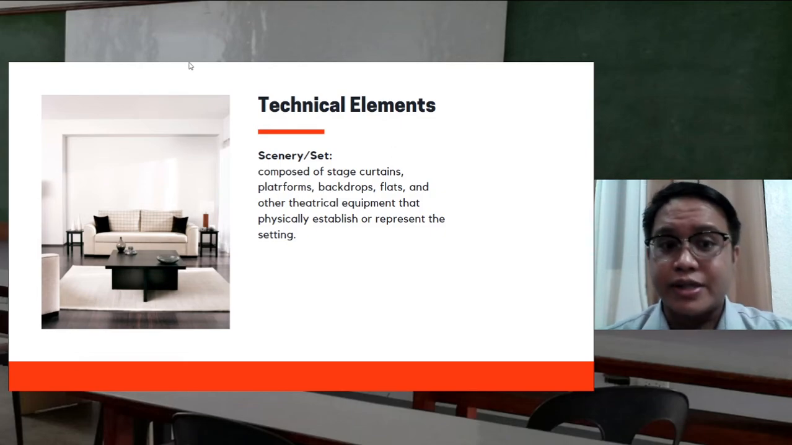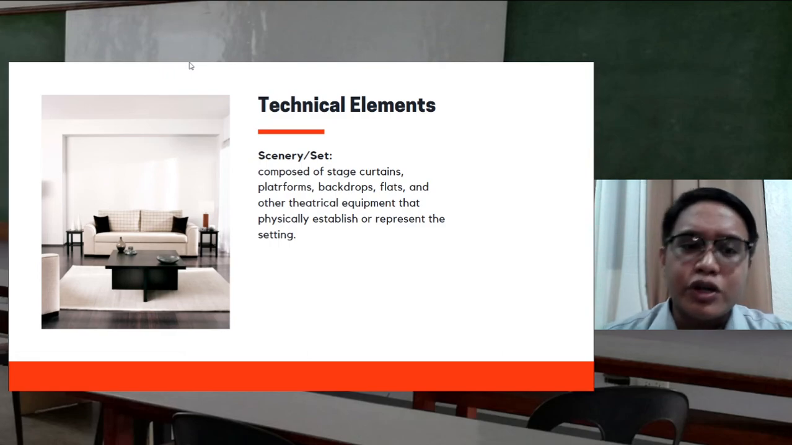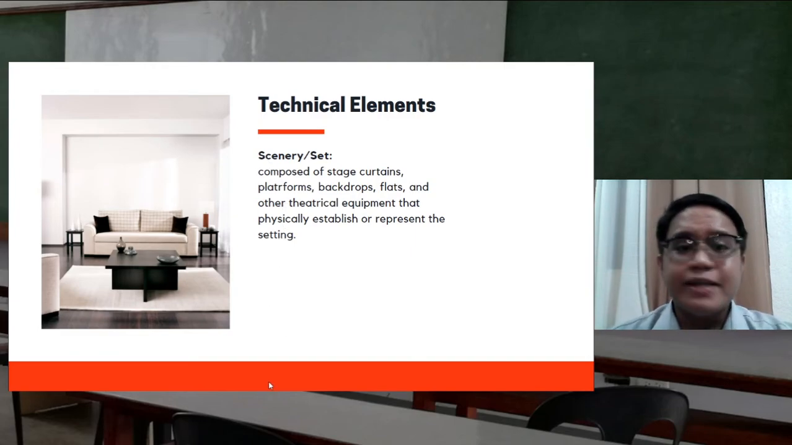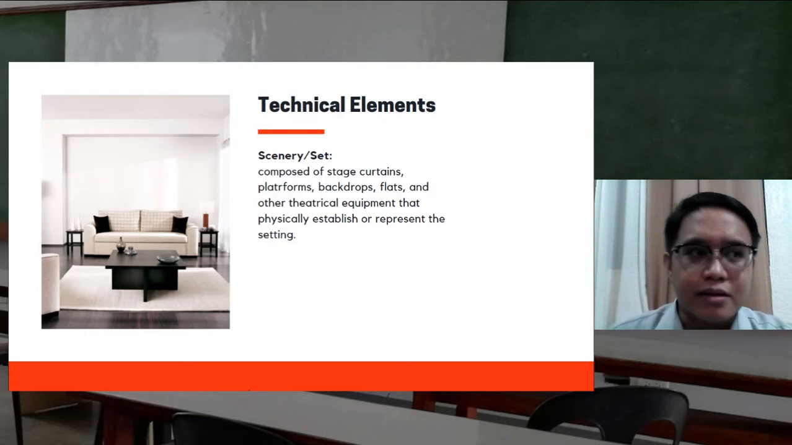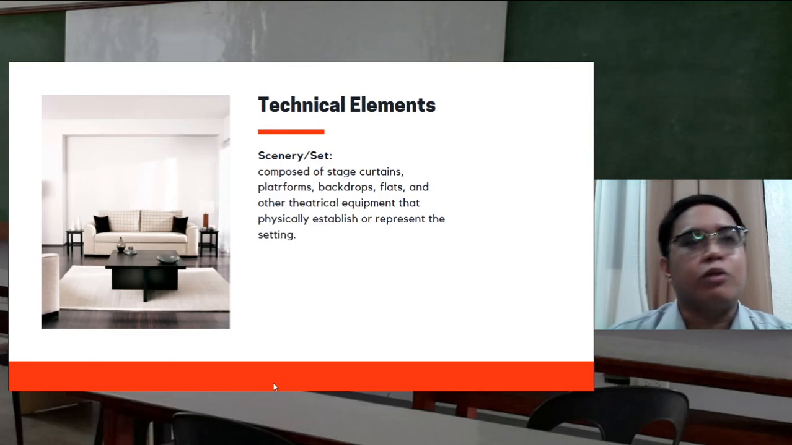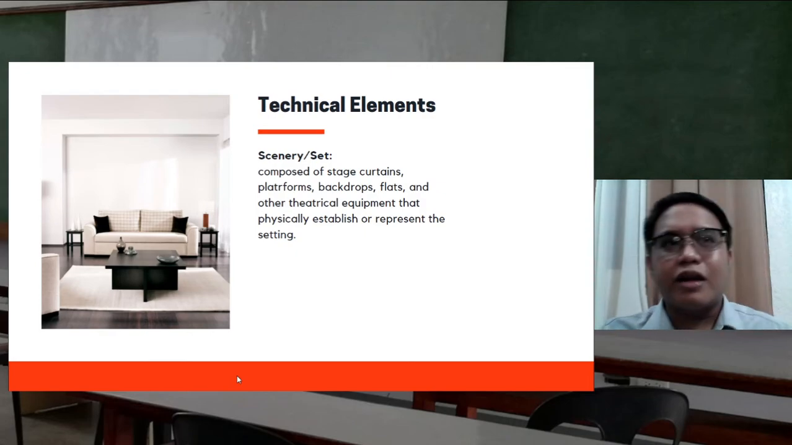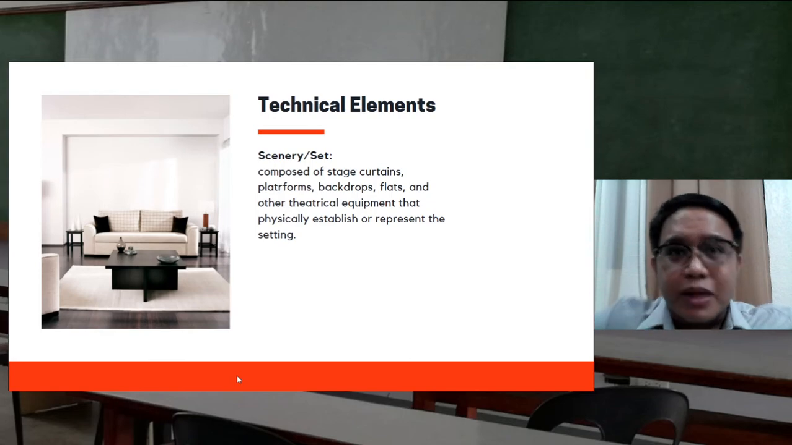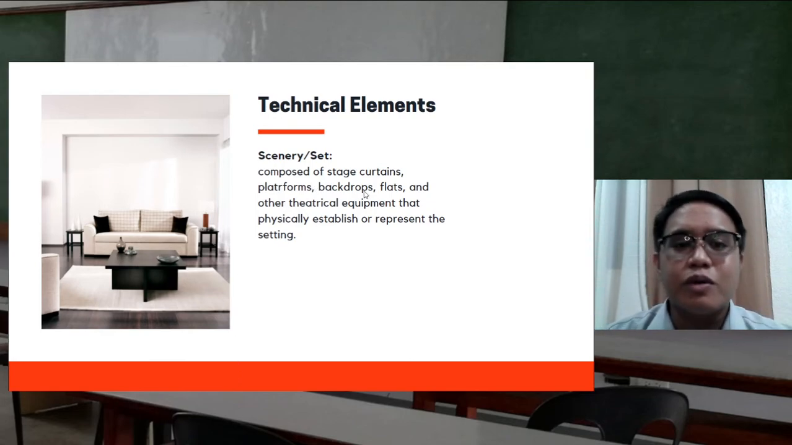First is the scenery or the set. It's composed of stage curtains, platforms, backdrops, flats, and other theatrical equipment that physically establish or represent the setting. Let's say, for example, ang set sa inyong play is balay. So, magbutang mog lamisa, magbutang mog sofa, magbutang mog TV. Then ang inyong backdrop, kurtina, bintana, and so on and so forth. So, that's what they call a set.